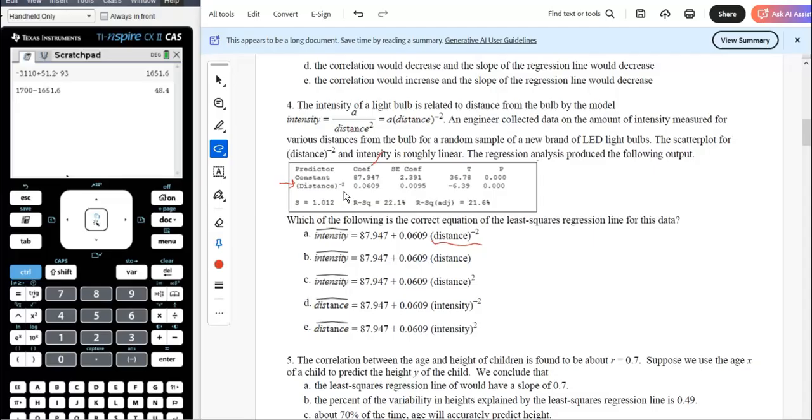it's this one. Okay, so the slope is going to be right below the word constant. The y-intercept is going to be the constant. Right below that is the slope. All of this makes sense. It's predicted intensity. That makes sense. So this is always x right there. If I read that right, that's negative 2 power.